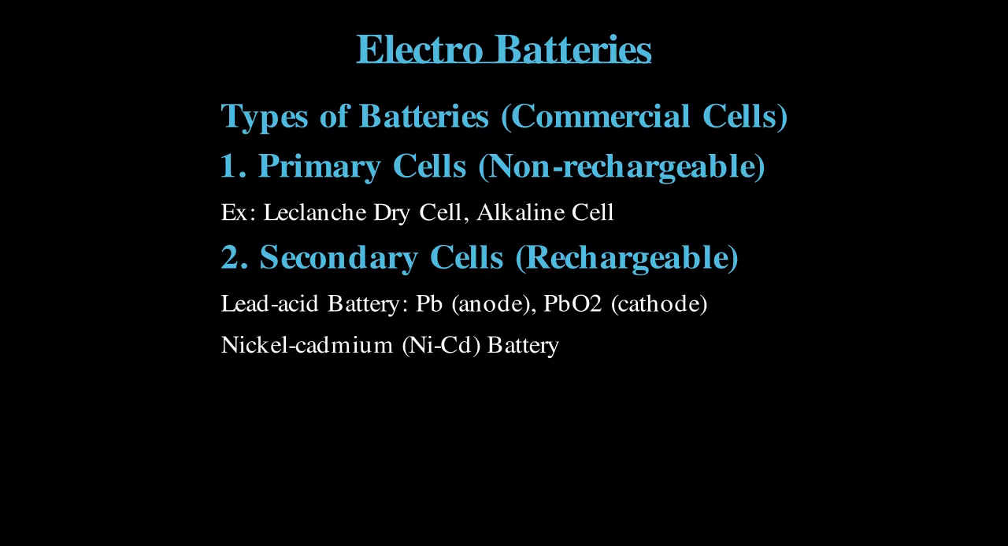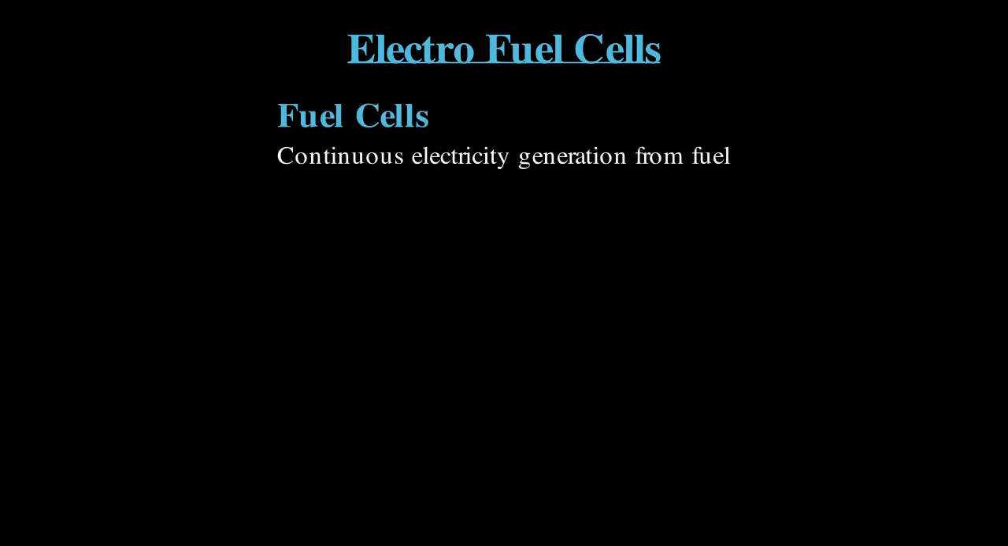Other important secondary cells are nickel-cadmium, or NiCd, and the lithium-ion batteries that power our phones, known for their high energy density. Next, let's discuss fuel cells. Unlike a battery, a fuel cell converts chemical energy from a fuel directly into electricity, and it runs continuously as long as fuel is supplied.